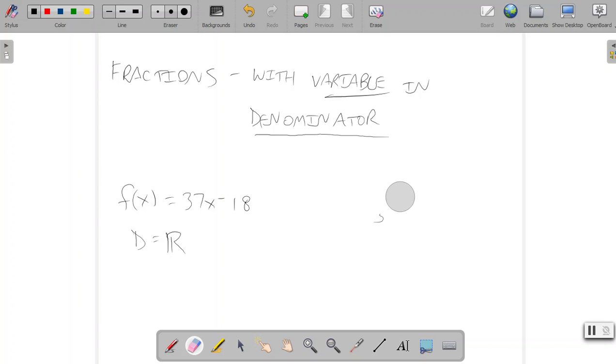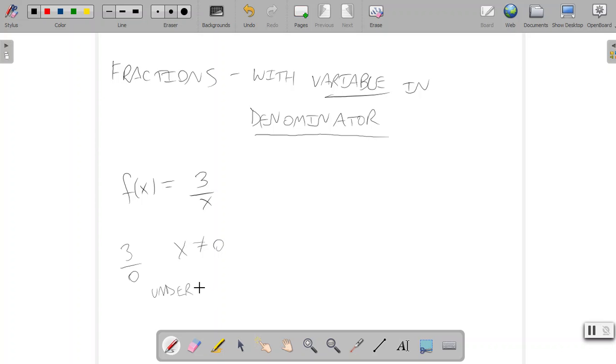The only time that this becomes an issue is when you have something like this. f of x equals 3 over x. I cannot plug anything I want into that. I can plug in 1 or 2 or 5 or 17 or negative 84, but I cannot put in 0. Why? Because that gives me 3 over 0, and you can't divide by 0. Under the line is undefined.